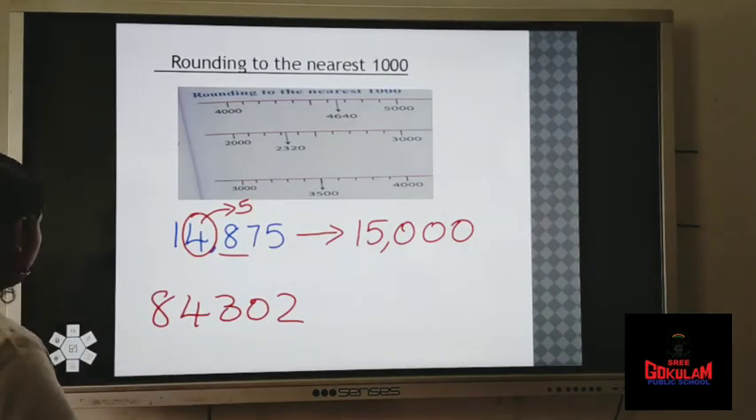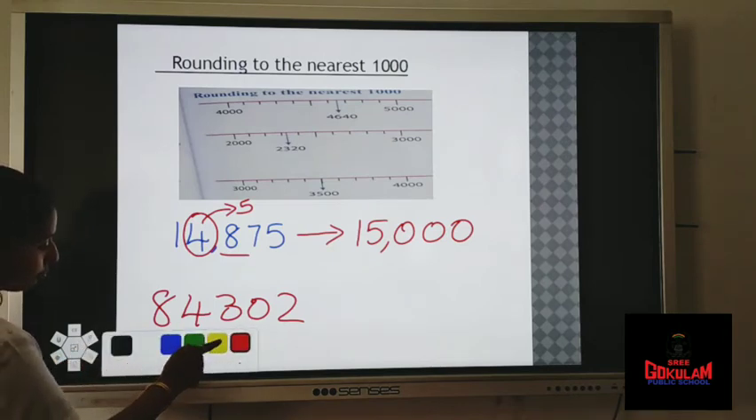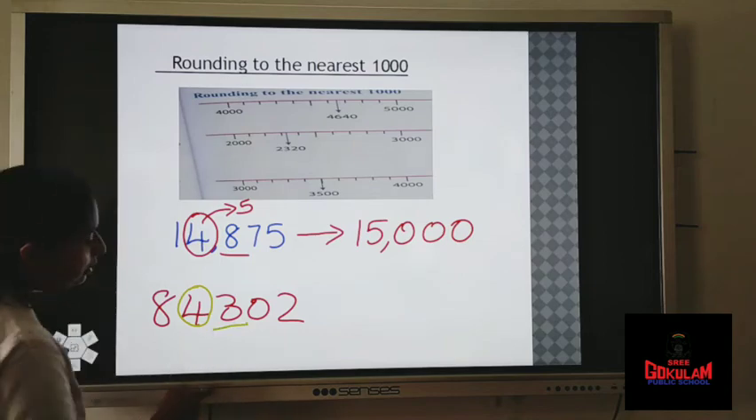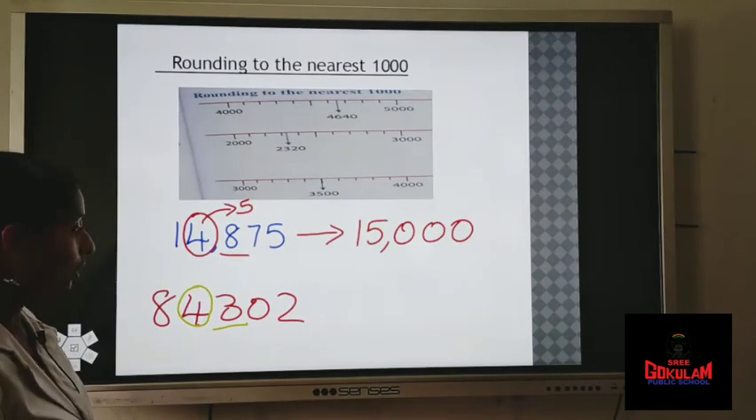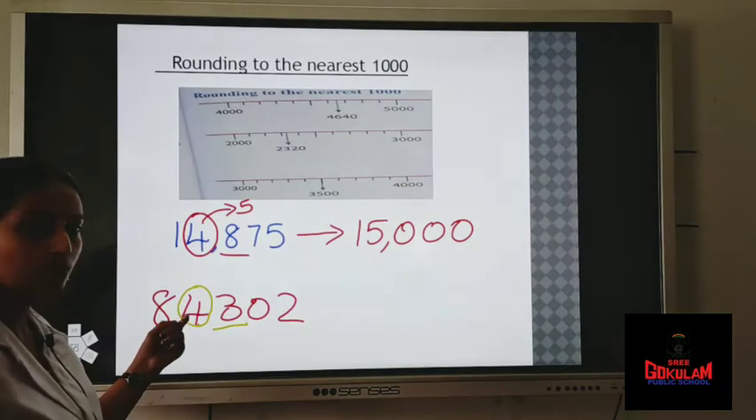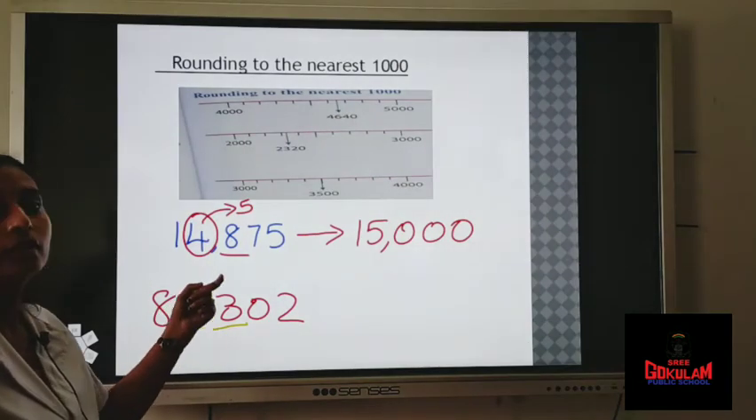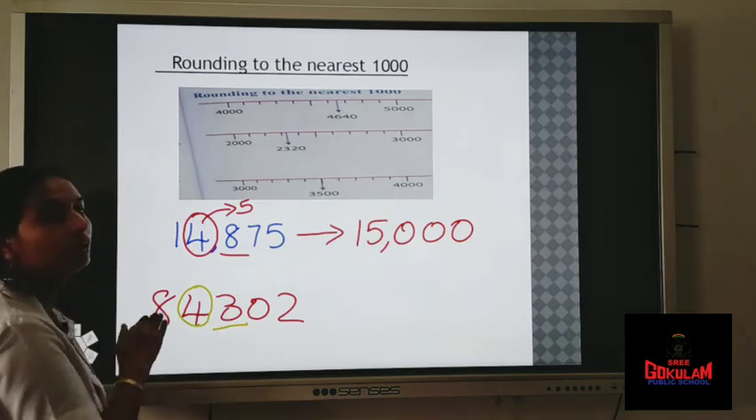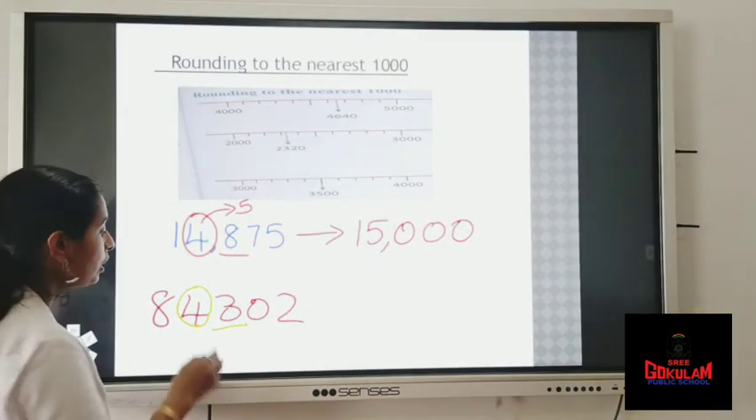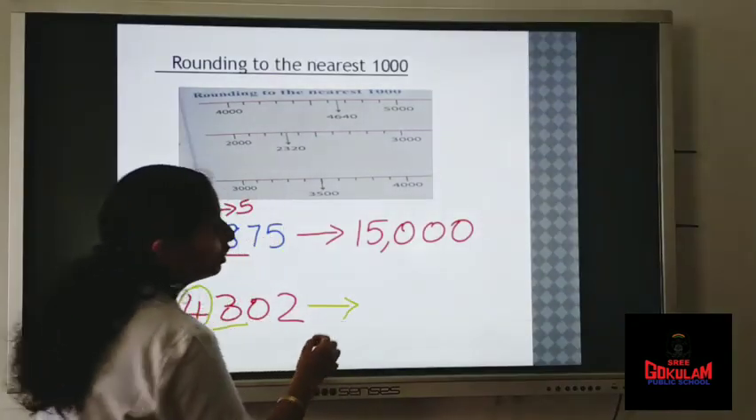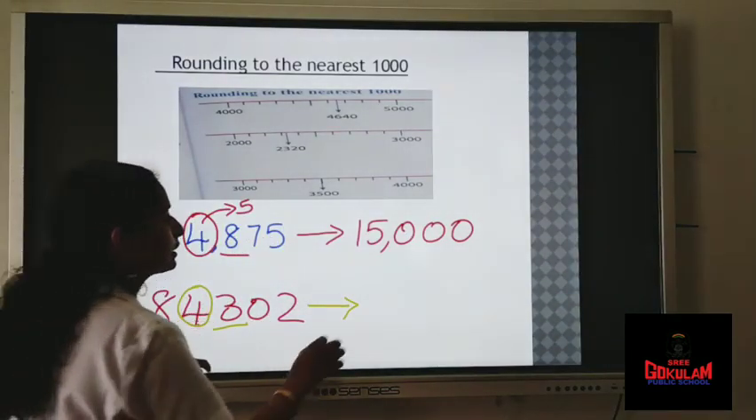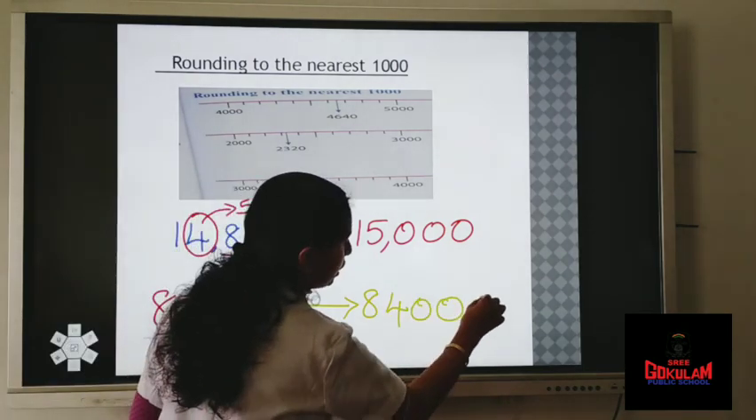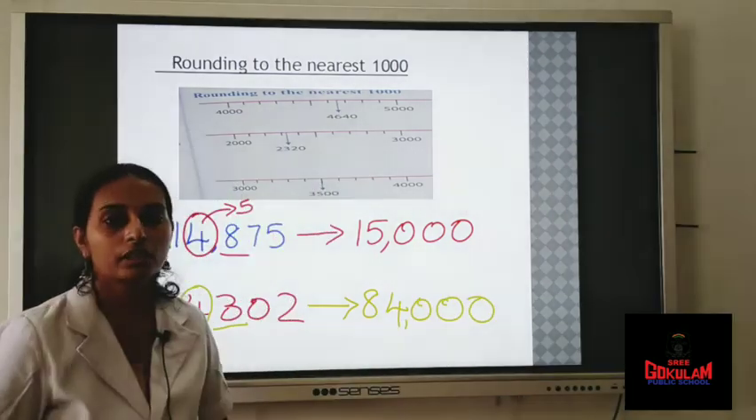Next example, 84,302. So here we circle the thousands place and underline the 100 place. And just check, it is 3. 3 is below 5. So we have to round down. Round down means we write the same number. The thousands place will not change. That means 84,000.